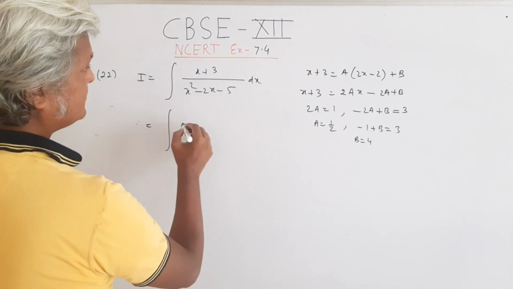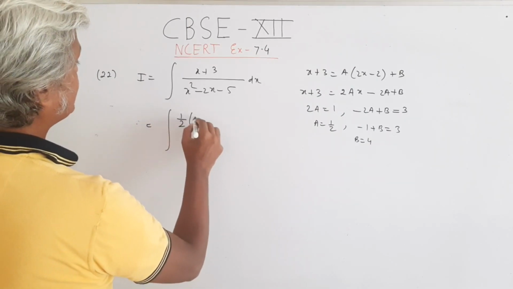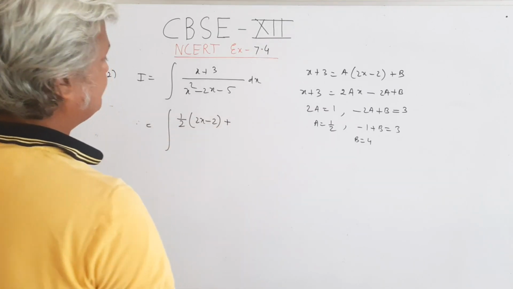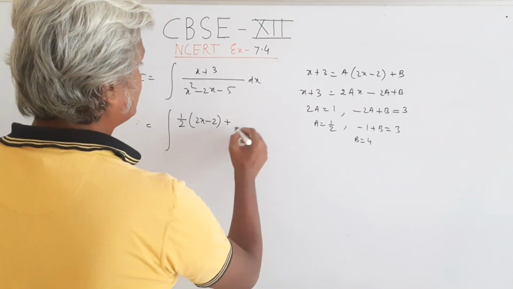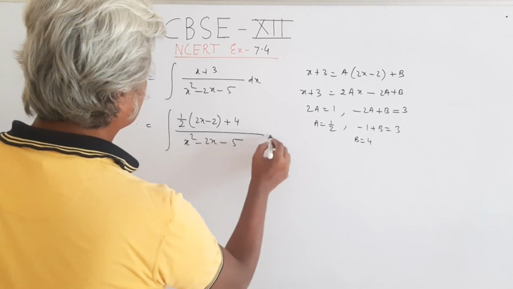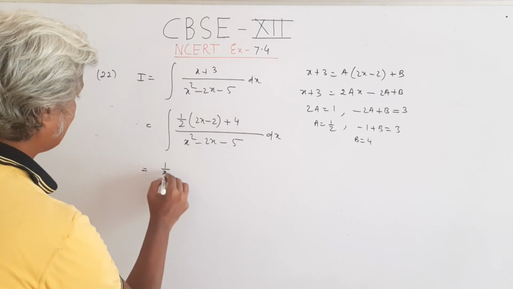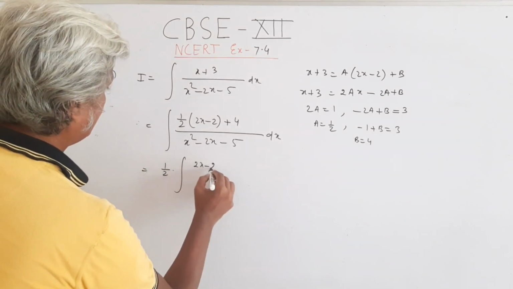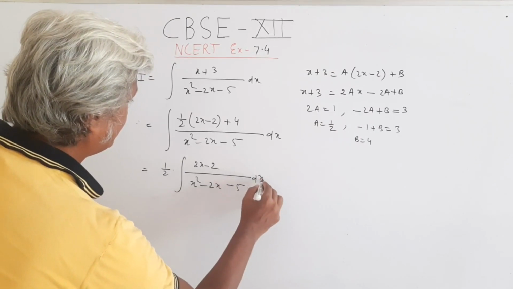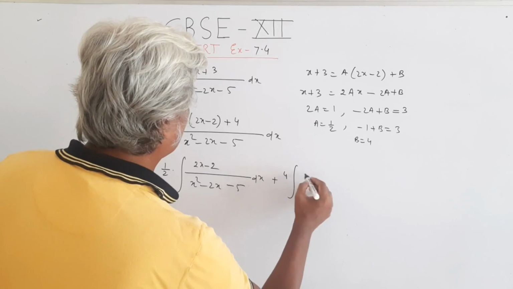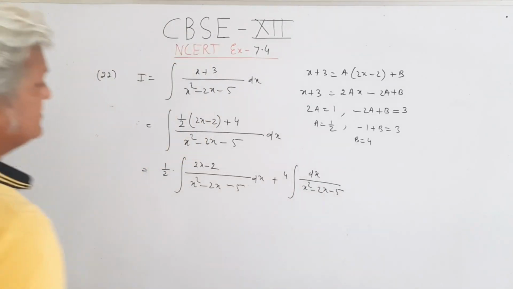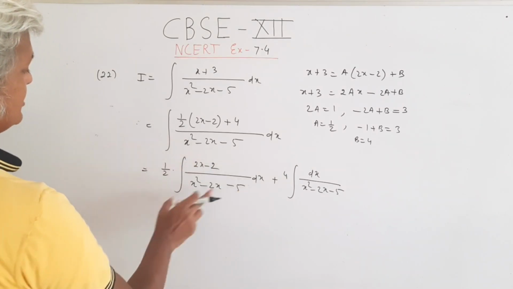So this gives you a, which is half times 2x minus 2 plus b, which is 4 over x square minus 2x minus 5 dx. So this is half integration of 2x minus 2 over x square minus 2x minus 5 dx plus 4 integration of dx over x square minus 2x minus 5. So now if this is your t, this is dt, so you get log mod t.